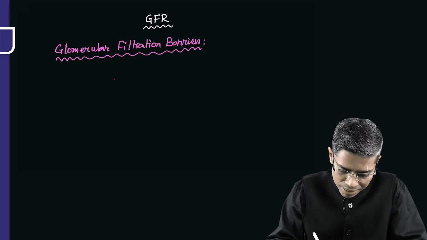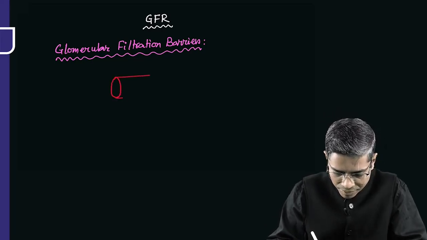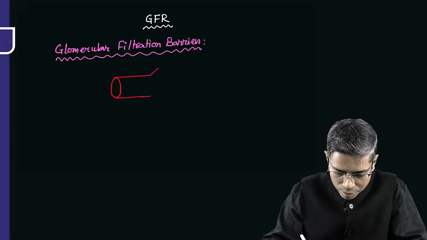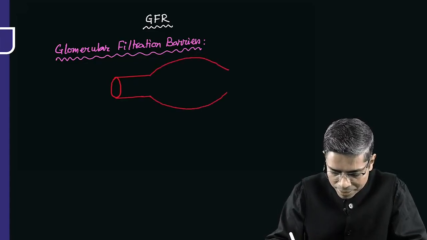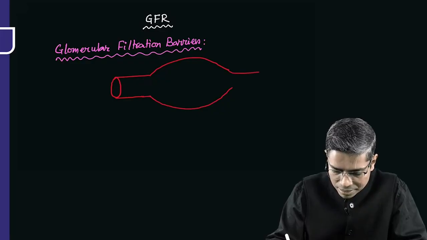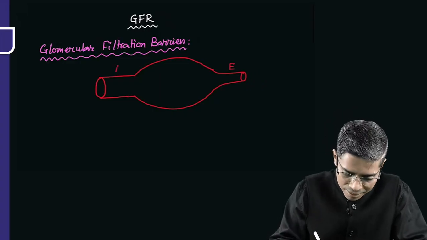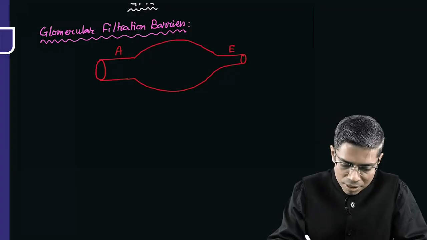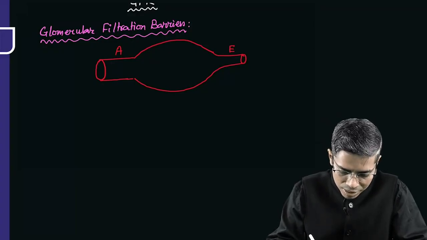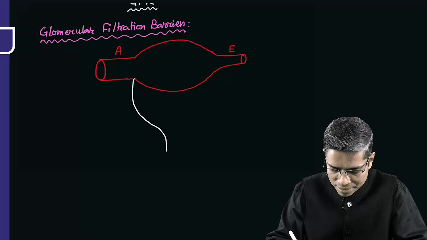So look at this diagram. Suppose this is your afferent arteriole. Okay, it is giving rise to glomerular capillary. So the schematic diagram of the glomerular capillary, and this is the efferent arteriole. So all of you know that the diameter of the efferent arteriole is a little lesser than that of the afferent arteriole. Okay, and this glomerular capillary is surrounded by Bowman's capsule. So this is the Bowman's capsule.